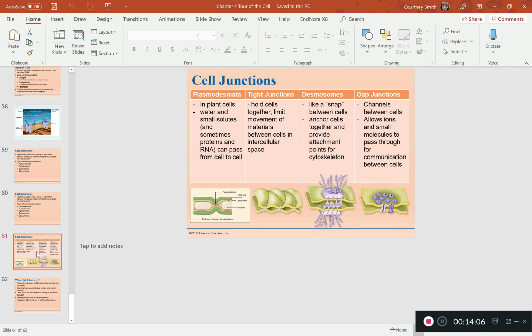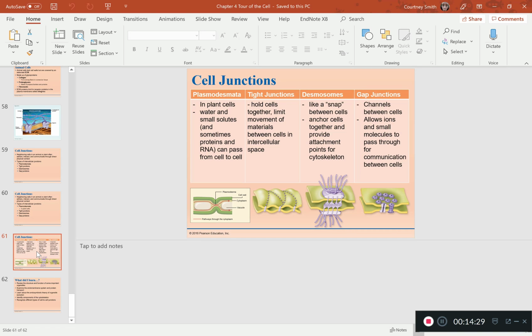There are 4 different types of cellular junctions: the plasmodesmata, the tight junction, the desmosomes, and the gap junctions. With that, I would want you to be able to recognize the figure as well as their function. So if you can understand this table and apply it, then you're good to go for number 6.